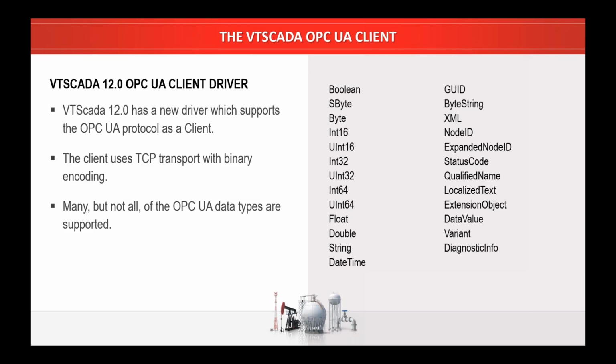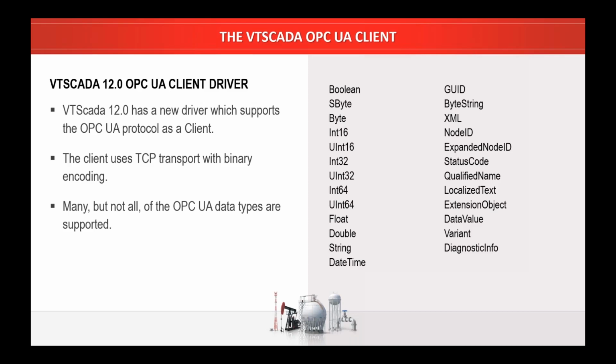UA has a number of ways to transport the data, and we've chosen to use the TCP transport with binary encoding. There are other transports such as HTTP and other encodings such as XML, but they don't seem to be particularly well supported by devices. They're much less efficient than the TCP binary, so that's why we've gone with that transport. Hopefully it'll be well supported with all devices that you wish to use it with.